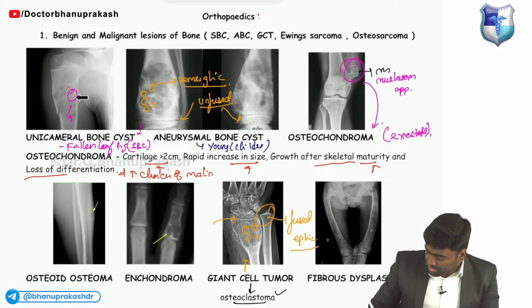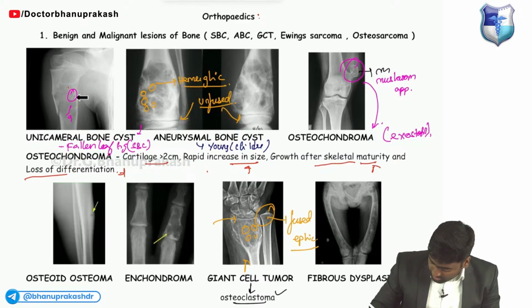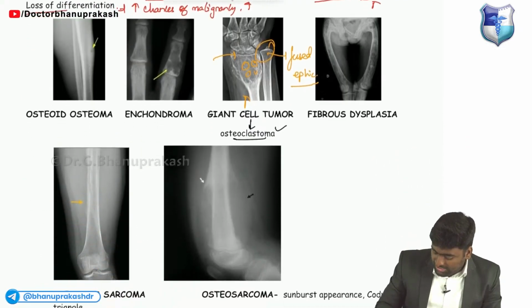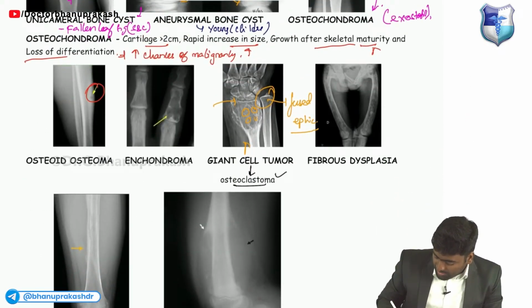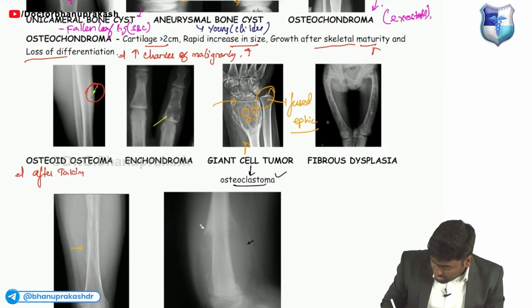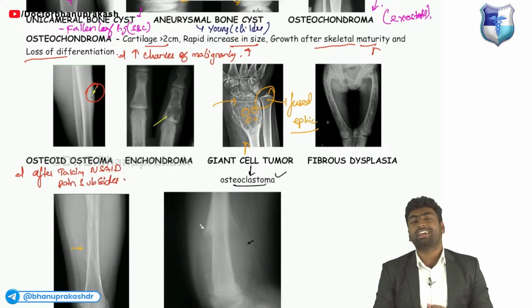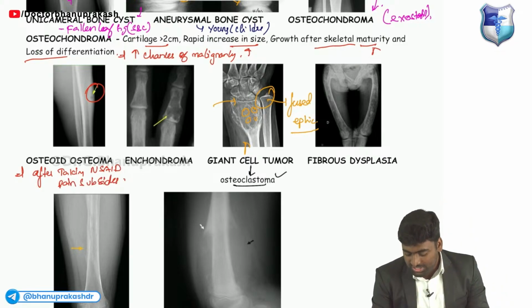Okay, like for malignancy, increasing chances of malignancy. Then if you are able to see only one lesion, but remember there will be history: after taking NSAID or aspirin, the pain subsides. It will be written in the history. So it is the typical feature of osteoid osteoma.